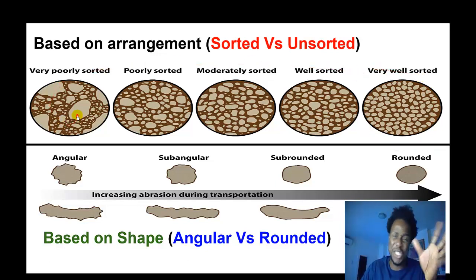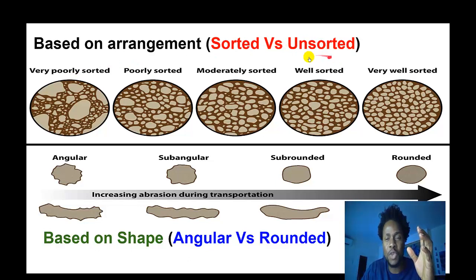Then those that have a mixture of different sizes, all jumbled up, you call that poorly sorted or unsorted. All right, unsorted, which is this word right here, which means it is not sorted. All the sizes are just mixed up. And then you have sorted on the other hand right here as well. Now take note, this is not just river. Wind can do this, ice and different things can also do this, and we're going to learn a little bit more on that as we move on.